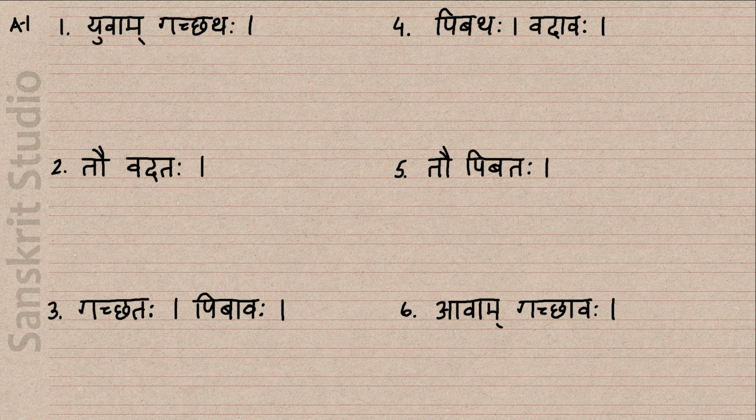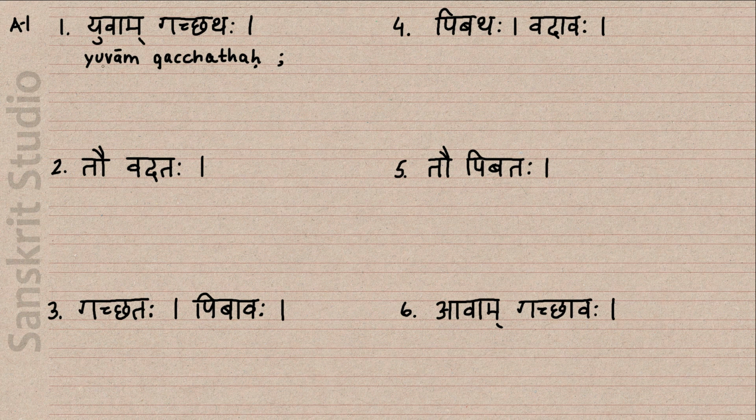Let's see, we have yuvam here, and let's start. When we're coming from this direction, from Devanagari, we start with transliteration as usual. Yuvam gacchathaḥ. So this is gacchati in a slightly different form. Gacchathaḥ, and a visarga there at the end.